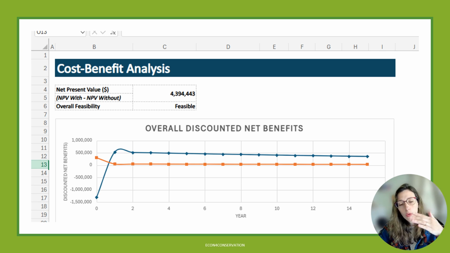Second, we have this graphic that shows the discounted net benefit, meaning again the difference between the costs and benefits over time. There is an initial loss associated with implementing the protected area, but soon the benefits become greater than the costs, and the discounted net benefit of the with-the-project scenario is greater, as you can see here, than the discounted net benefit of the scenario in which there is no protected area.